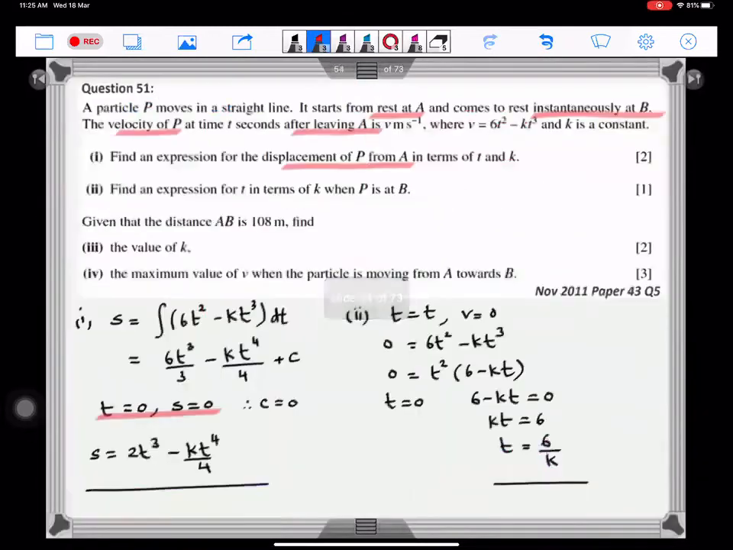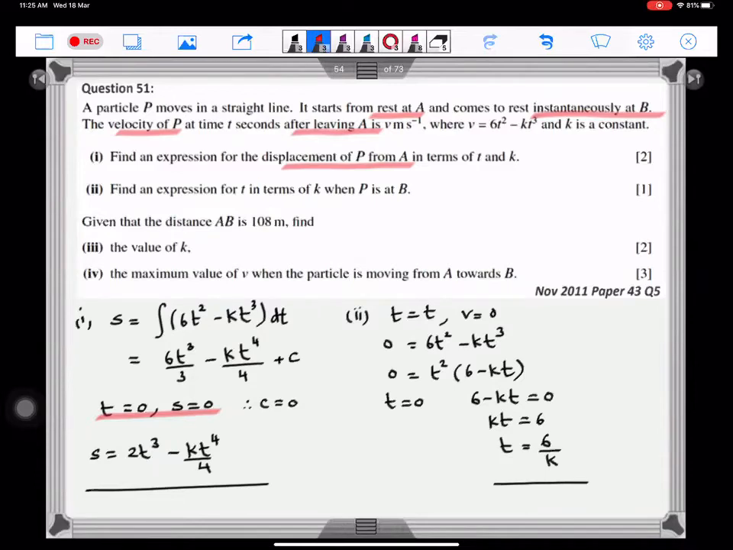Let's move on. Look at this question, question 51. A particle P1 moves in a straight line. It starts from rest at A and comes to rest at B. The velocity of particle P, t seconds after leaving A, is v meters per second, where v is given. Find an expression for the displacement of P from A in terms of t and k.